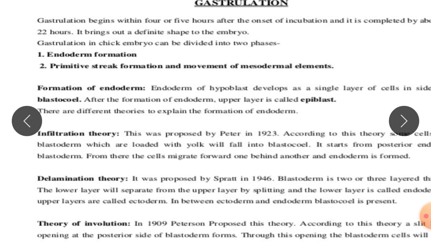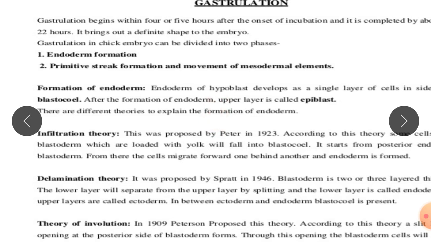So some cells present in the epiblast which have yolk are separated from the epiblast and migrate into the subgerminal cavity, and they all together form another layer called hypoblast or endoderm. That is the infiltration theory proposed by Peter in 1923.